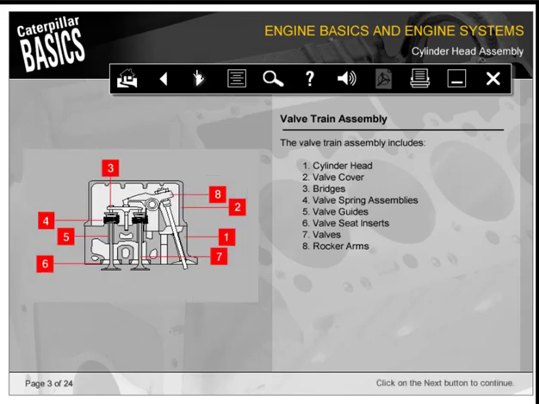The valve train assembly includes: 1, the cylinder head; 2, the valve cover; 3, the bridges; 4, the valve spring assemblies; 5, the valve guides; 6, the valve seat inserts; 7, the valves; and 8, the rocker arms.